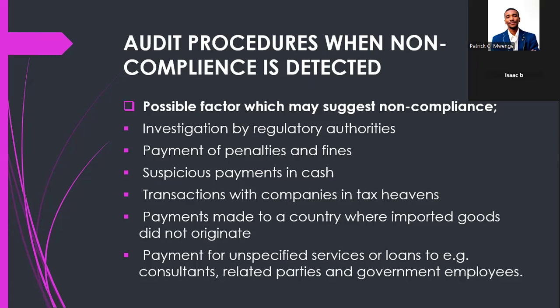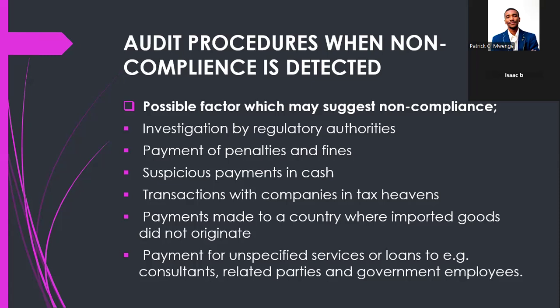The more practical example is ZRA comes to the client's company and starts carrying out an audit. We ask in the business, do you have any issues relating to rules and regulations? Then the lawyer says, we're being investigated by ZRA. Then we can have an idea that this particular company is not compliant to the relevant rules and regulations. Then payment of penalties and fines. When the company is paying fines and penalties, we can know these are non-compliant clients.